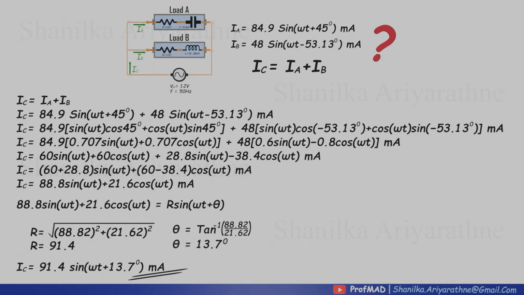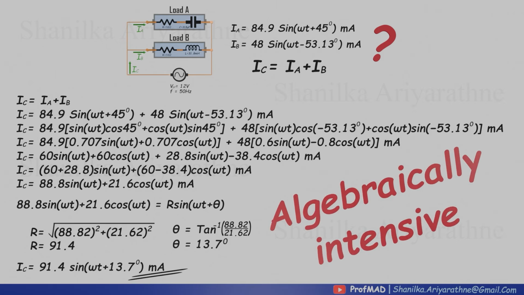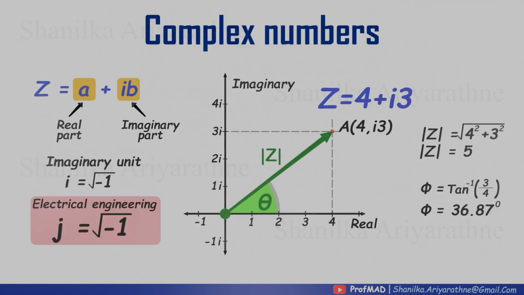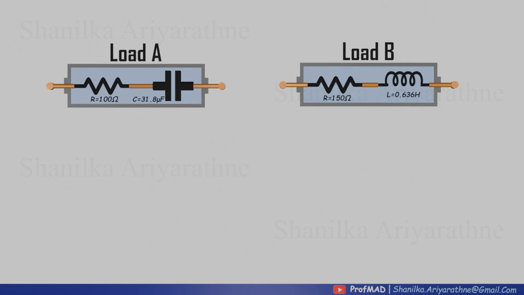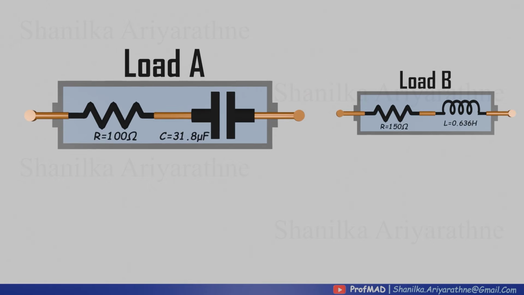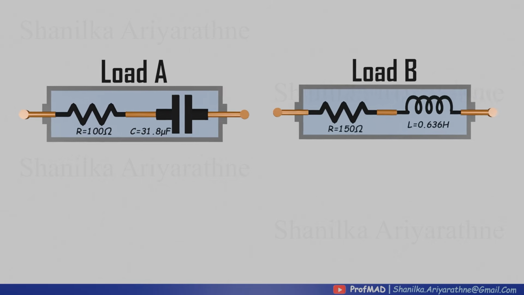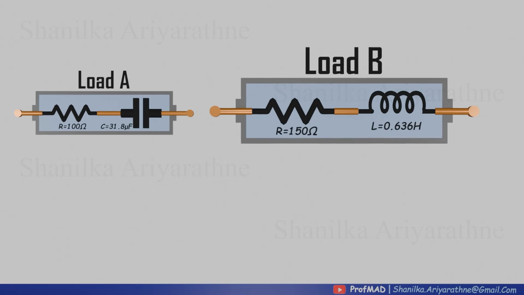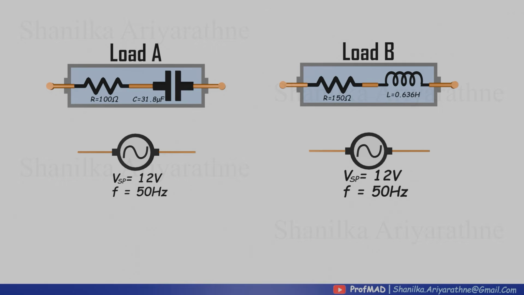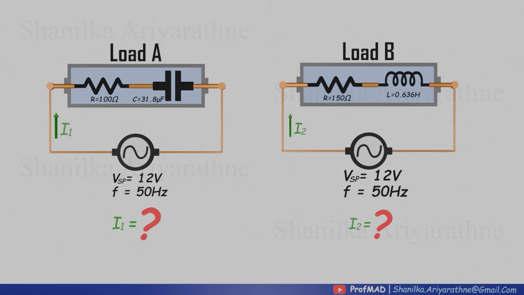Those same equations quickly become hard to manage. And that's exactly where complex numbers come into play. So before we start using them, let's first understand why we need them with a simple example. Here we have two loads. Load A is made of a resistor and a capacitor connected in series. Load B is made of a resistor and an inductor connected in series. Now, let's connect each load to the same AC power source and calculate the current in each case.